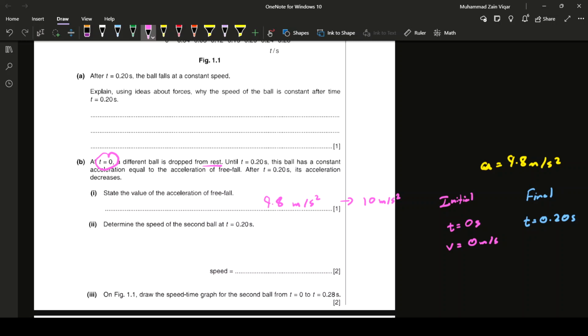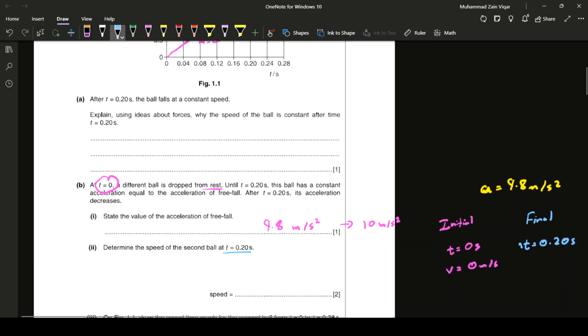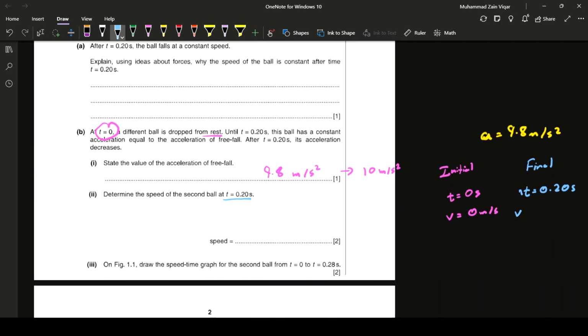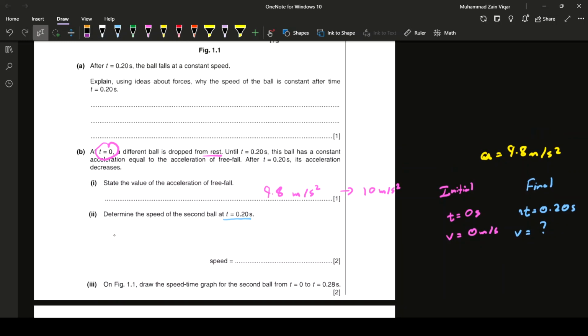So we know the initial values, that at time t equals 0, the velocity of the ball is 0. Then it accelerates at 9.8 meters per second squared till eventually it reaches time t equals 0.20 seconds. At this point we need to find the corresponding value for the velocity of the ball. The velocity we don't know, so we simply apply the formula for acceleration: acceleration equals v minus u over change in time.